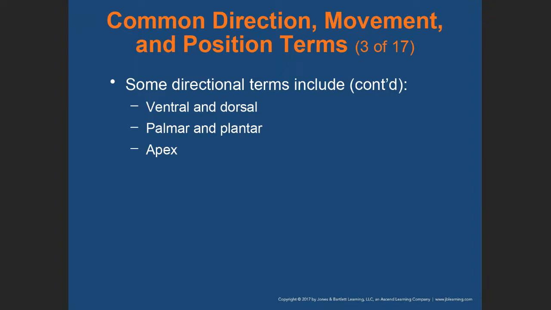Apex is the point of a structure, and it doesn't necessarily mean that it has to be pointing upward, right? Because the apex of the heart is actually in an inferior position, and the apex of the lungs is in a superior position. So it doesn't necessarily mean that it's always in an upright position, but apex is the point of a structure.